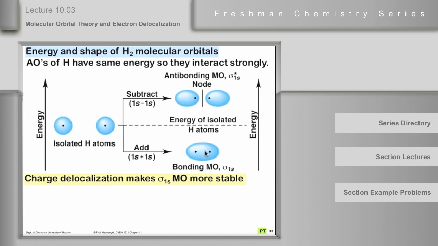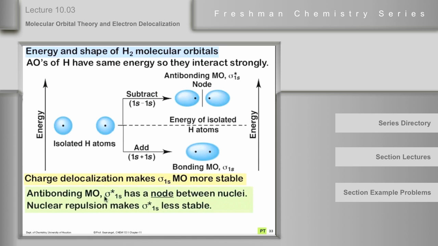Now, if you put electrons in the bonding molecular orbital, it makes the molecule more stable. And we'll see in a little bit, those electrons contribute to making the bond order larger. There's a bond order definition for molecular orbitals too. Okay.